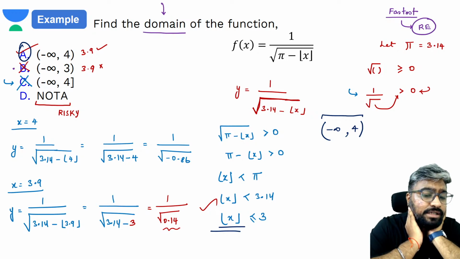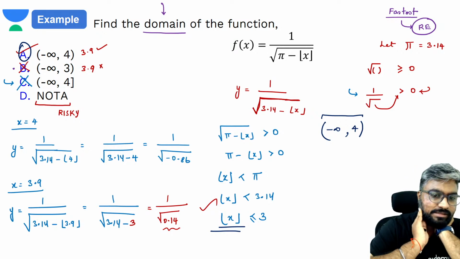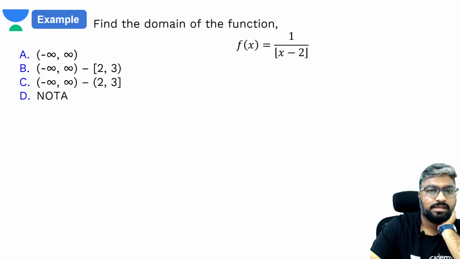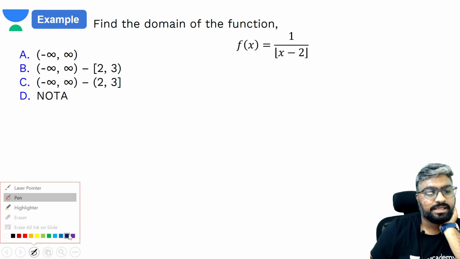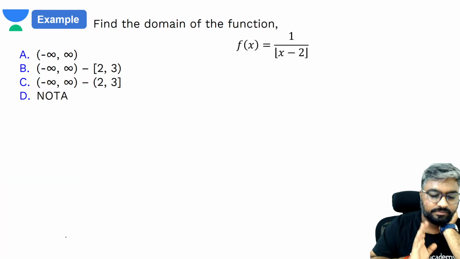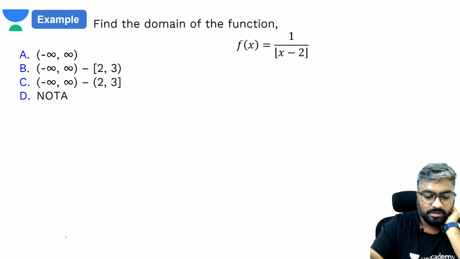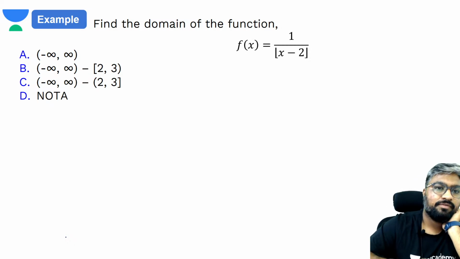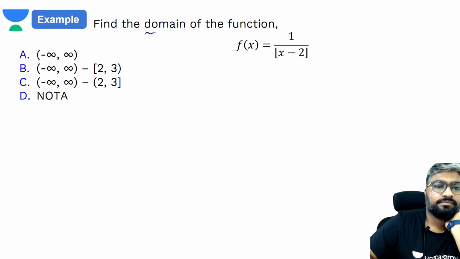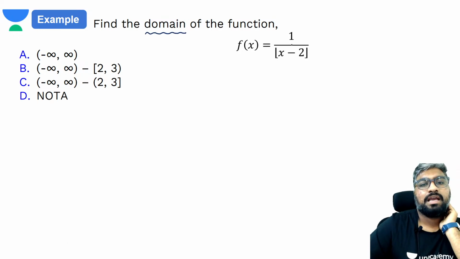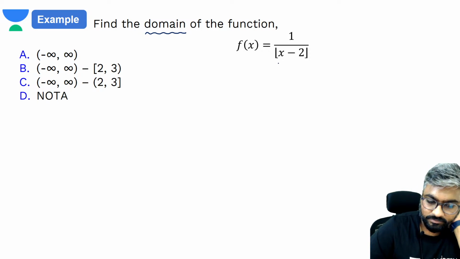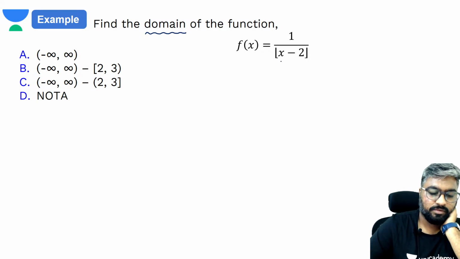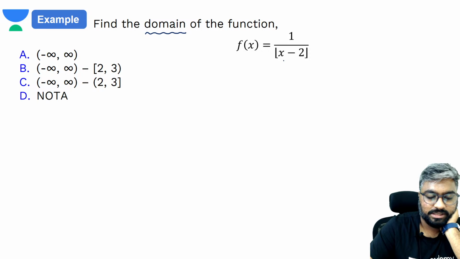Greatest integer function should be less than or equal to 3. Yes, this is the idea behind it. Okay, chalo, next question, try this. Let's see if you can answer this. We have to find the domain. यहाँ पे fraction में है, would be very useful for you. Try करो जल्दी से.